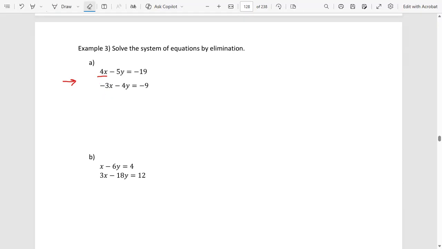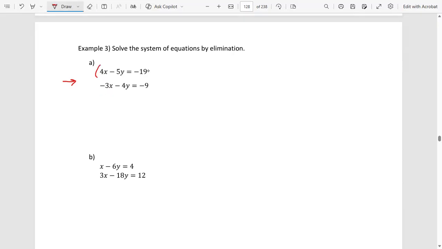If you look at the second equation, you have negative 3x. It means the first equation must have positive 3x to eliminate the x. But we have 4x, and we cannot find a number to multiply 4 by to get 3x. So what do we do? In this case, we multiply both equations to get the same other number.